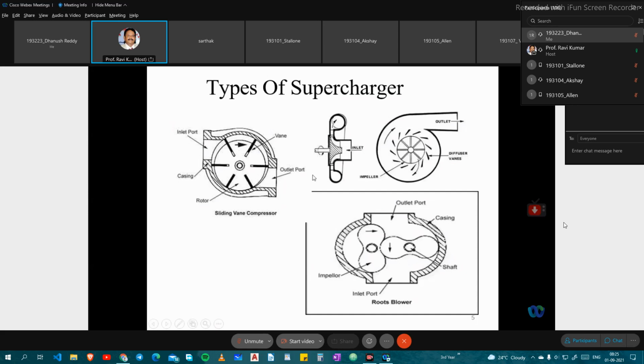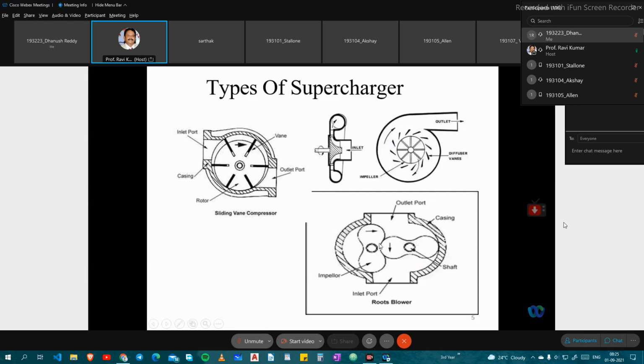Next we are going to see the roots blower. This is the area where we have the roots impellers. This is the roots blower design, and this is how the air enters. The air enters here and is compressed through this roots blower, where you have a small rotation. One is in a vertical direction, another one is in a horizontal direction.